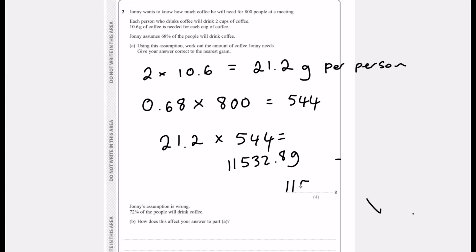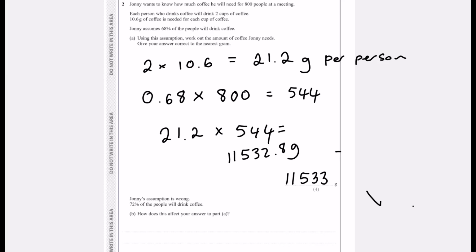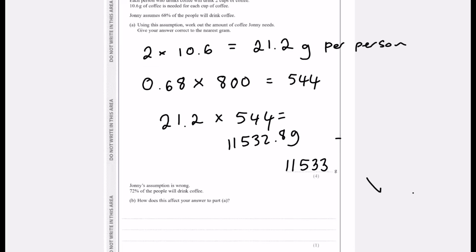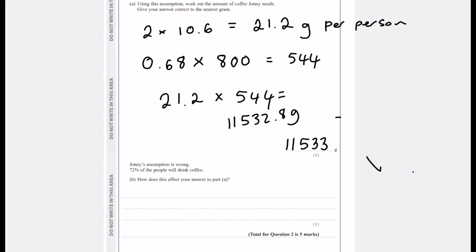So 11,533 grams of coffee. Johnny's assumption is wrong. 72% of people will drink coffee. How does this affect your answer to part A?